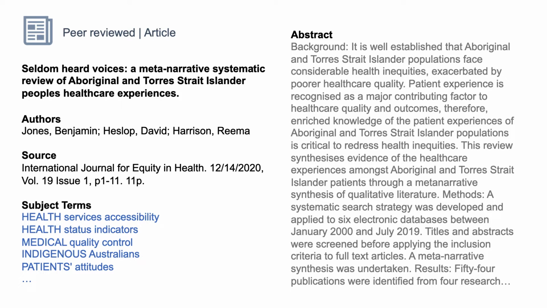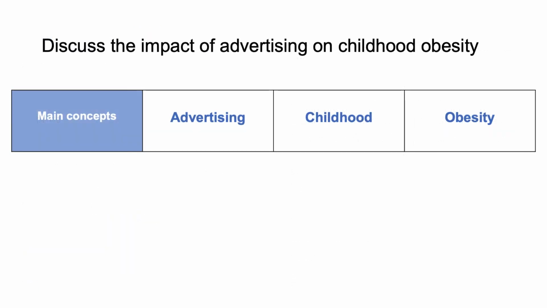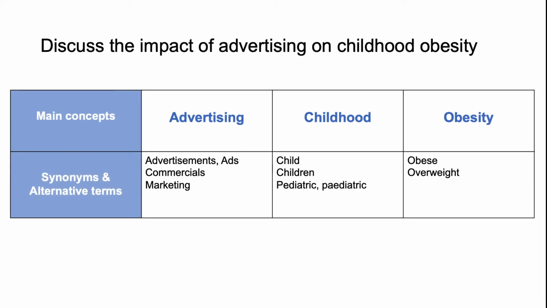So how do you make sure you're using the most effective keywords in your search? The first step is to make sure you're concentrating on the main concepts in your research question or topic. There will usually be around 2 to 4 main concepts in a question. If you have more than that, you're either including unnecessary words, or you may have more than one question, and you should split them up. For example, if I'm researching the impact of advertising on childhood obesity, my search will include the main concepts: advertising, childhood, obesity, plus synonyms and alternative terms for those main concepts.